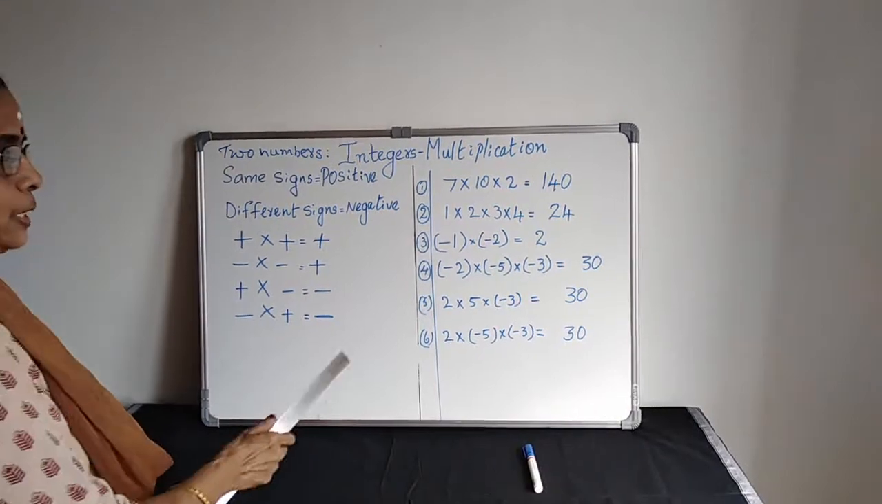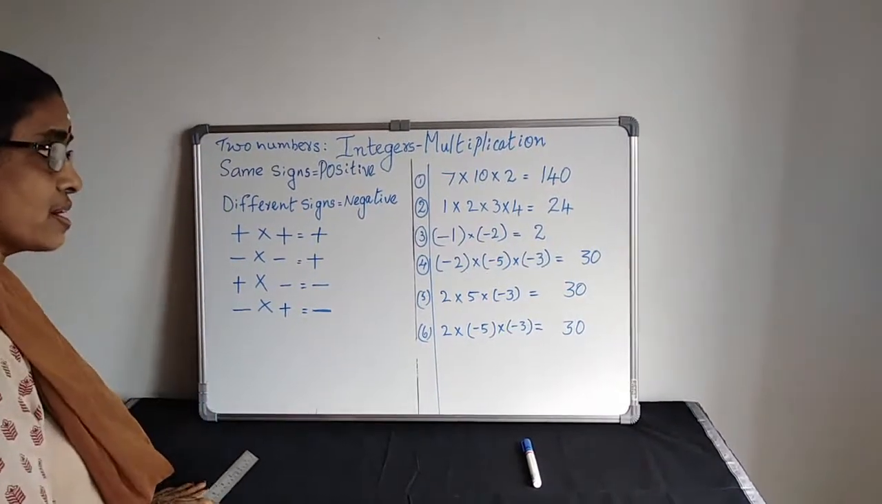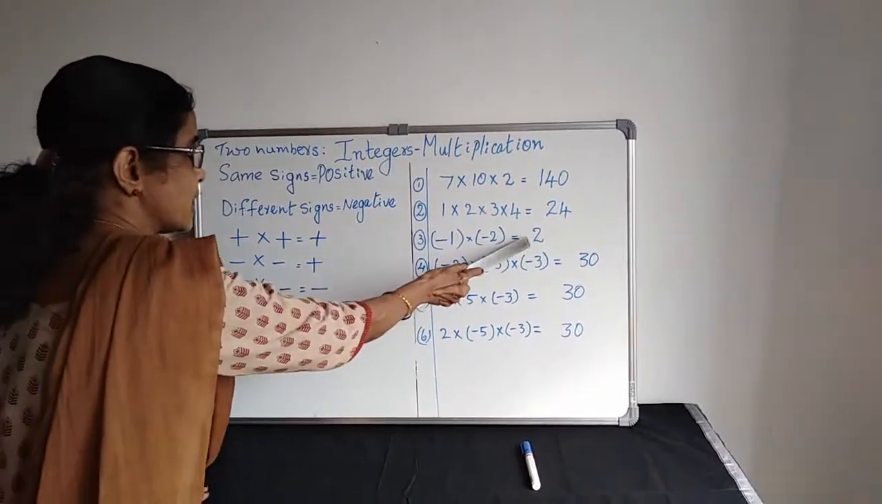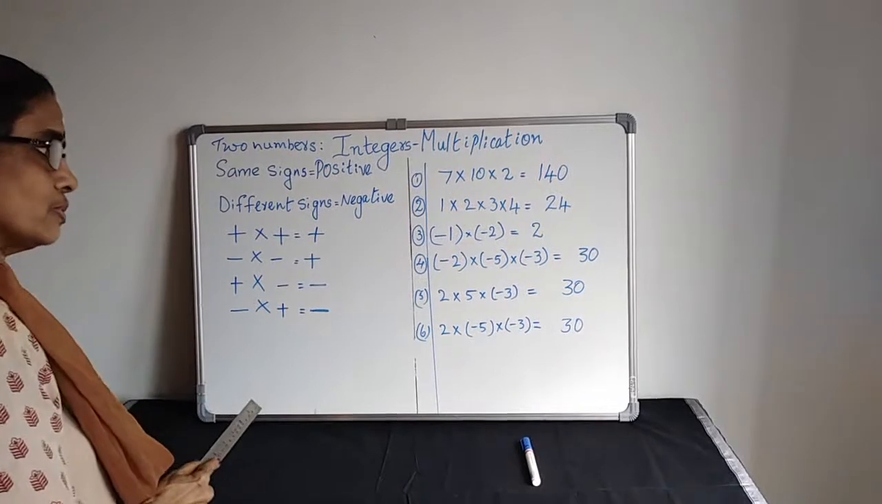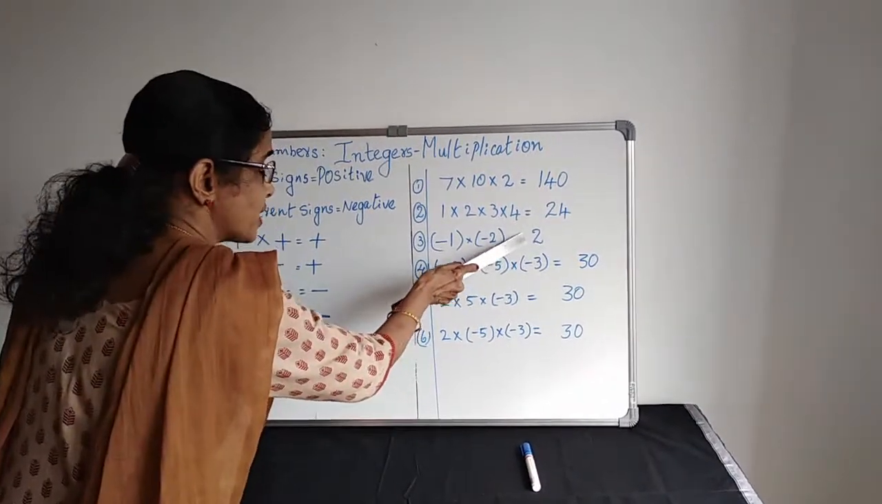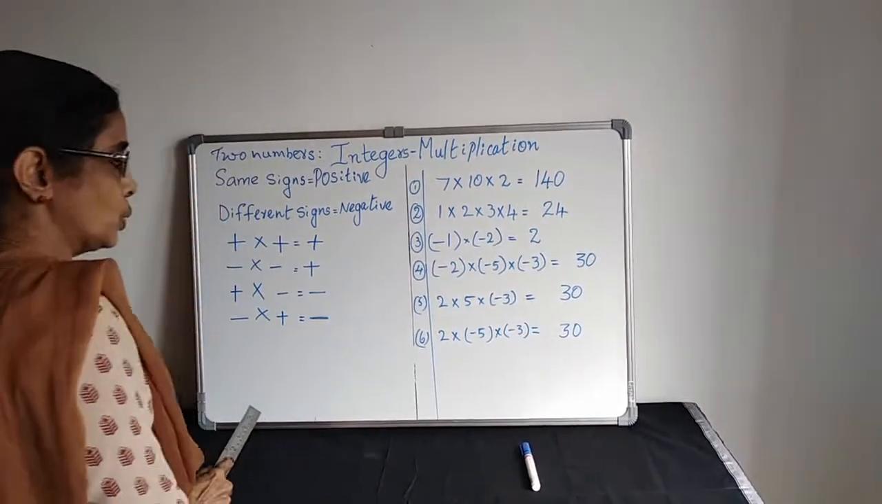The next question. 1 into 2 is 2. We have to decide the sign. Negative into negative. What is the result? 2 negatives make positive. Very good. The next question. So, positive we are not writing, okay? It is plus 2, but we will write only 2. The next question.